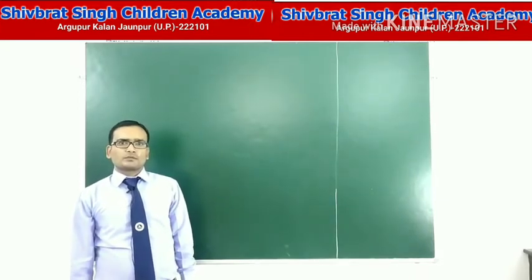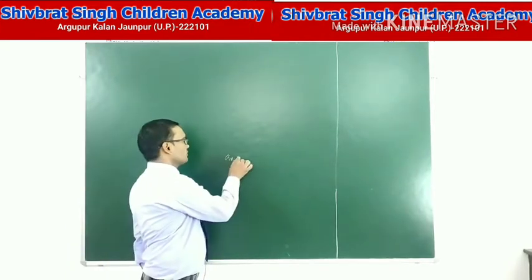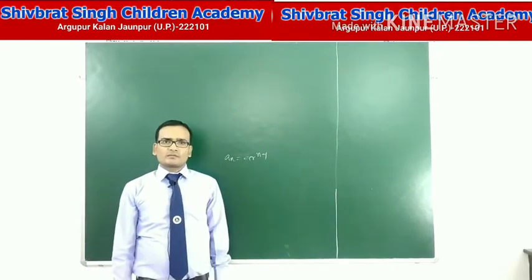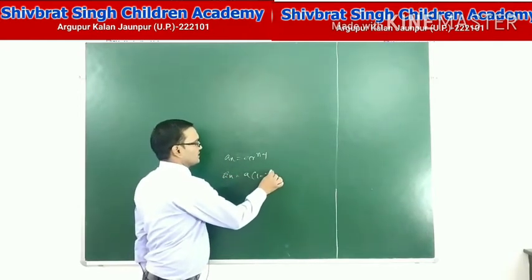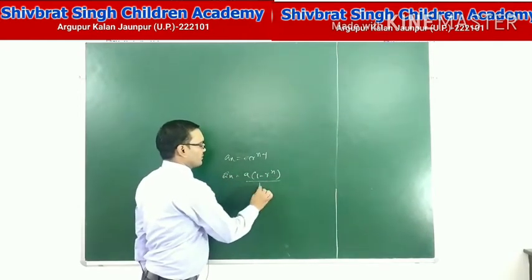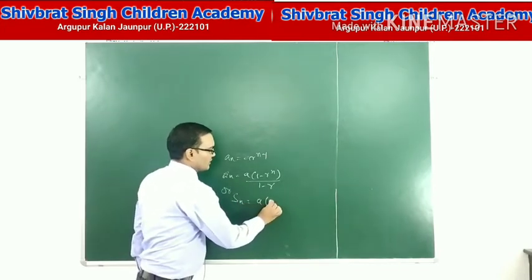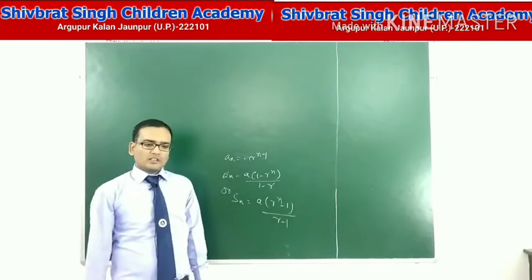In a previous lecture, we have learned about the geometric progression, general term of the geometric progression. That means a_n equal to a r to the power n minus 1. Sum of the first n terms, that means S_n equal to a (1 minus r to the power n) upon 1 minus r, or S_n equal to a (r to the power n minus 1) upon r minus 1.